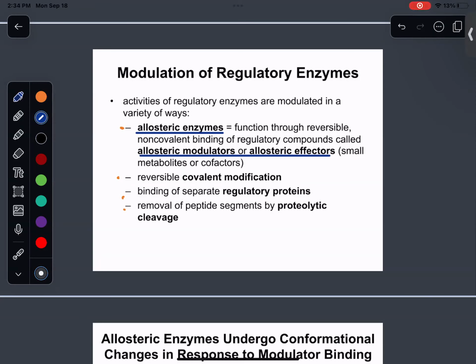Okay, that's your allosteric. And the key to allosteric is that they are going to bind to an allosteric site. And we'll show that in picture form in a little bit, but it's not going to be the active site. You're not going to be binding to the active site. It'll bind somewhere else.